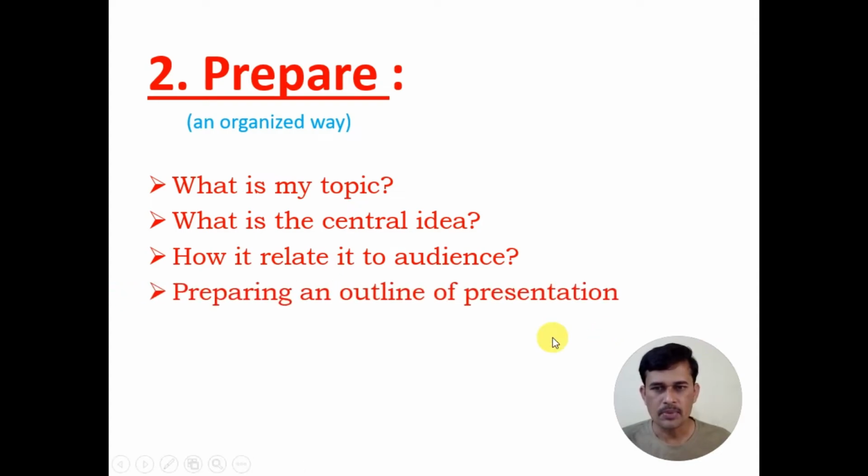And next one is preparing an outline of the presentation. This is very important whenever we are going to prepare for any presentation. We need to prepare an outline of the presentation. What is an outline? Before going to prepare your actual presentation, you need to plan your outline of the presentation. Yes, so my time is 10 minutes, and I am going to prepare 15 slides for 10 minutes.